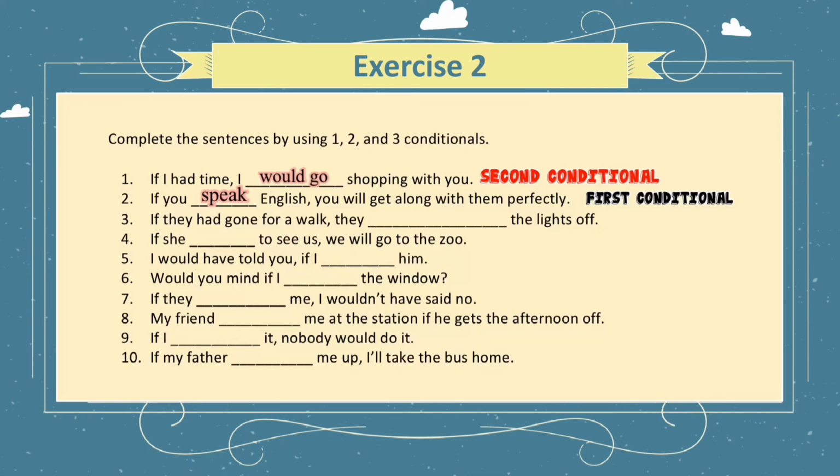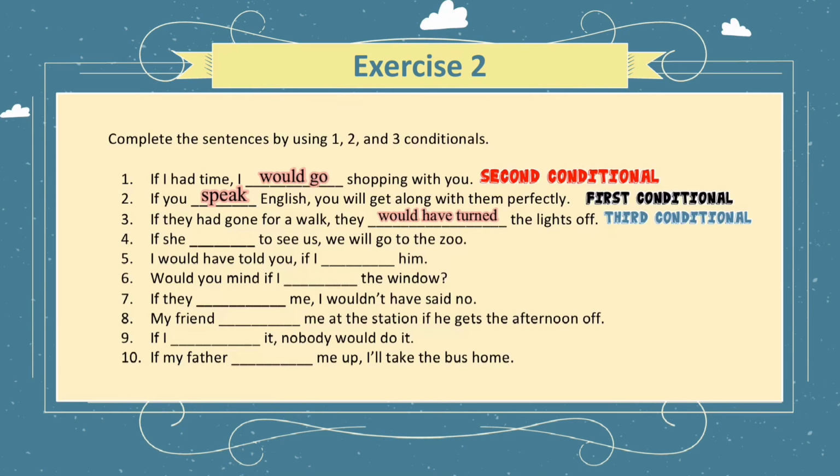Number 3: if they had gone for a walk, they blank space the lights off. At the first sentence, "had gone" is past perfect. So for the second sentence, it would be perfect conditional, which is would or wouldn't plus have plus past participle. The answer is, if they had gone for a walk, they would have turned the lights off.